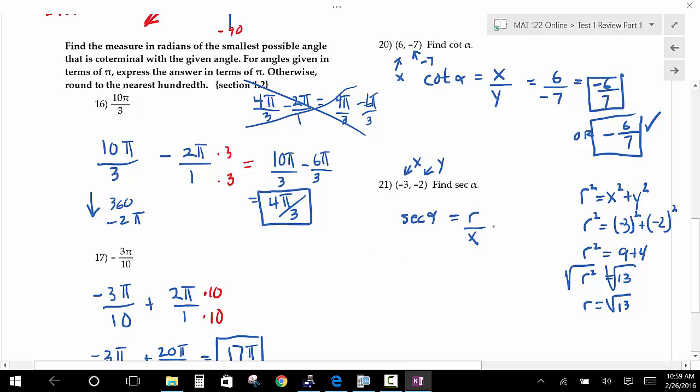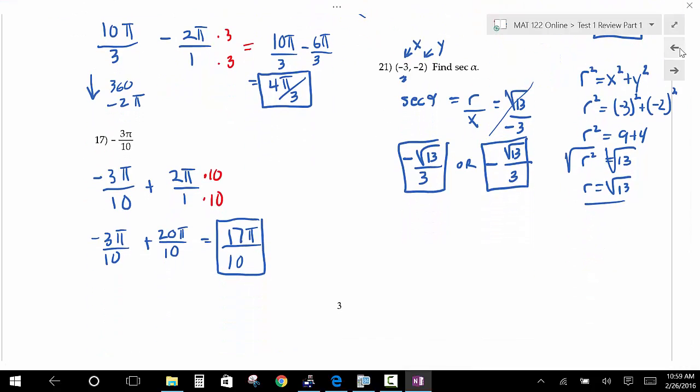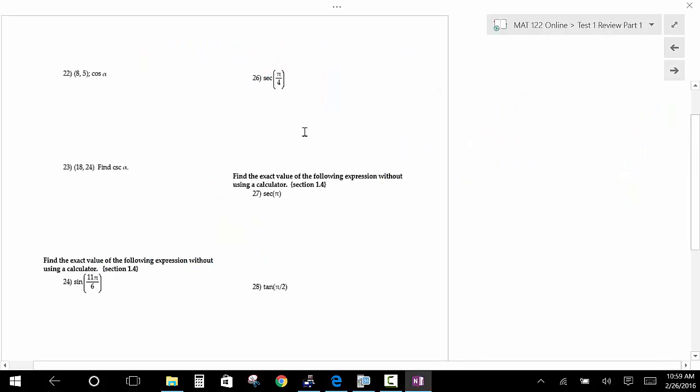Okay, so when we get this put together then, we found r, got x. So the answer is r, square root of 13, over x, negative 3. Again, learn to write the answer either this way, because you have a positive divided by a negative, or preferably even like that. Just understand that those are really two ways of writing the answer. It's not that this is wrong, it's just that it's not preferred. Okay? All right, let's move to page 4.